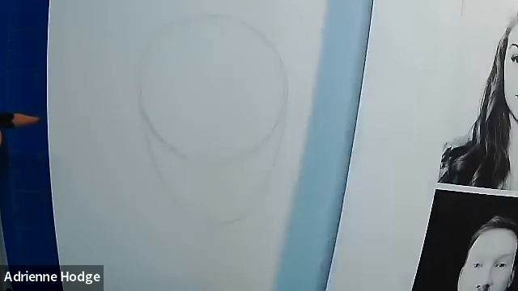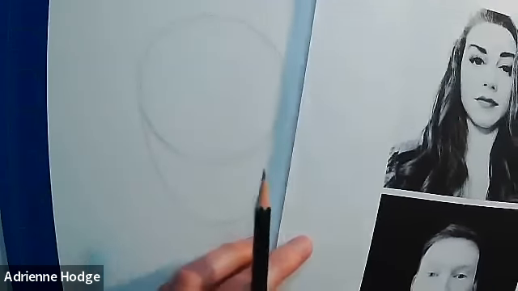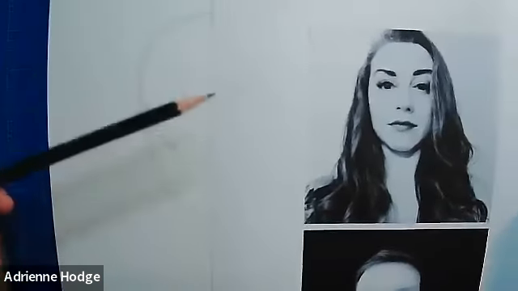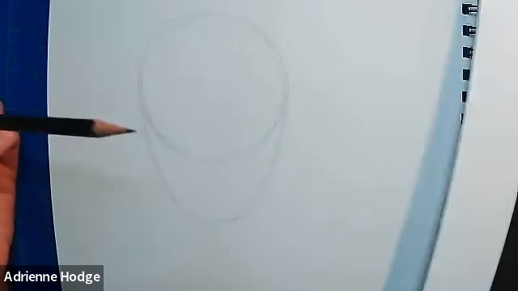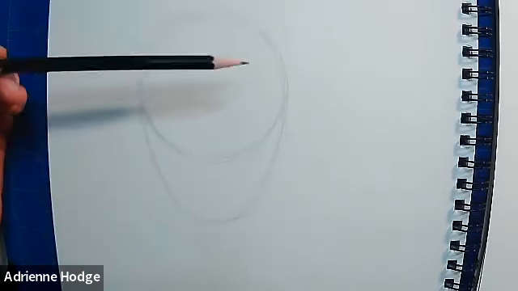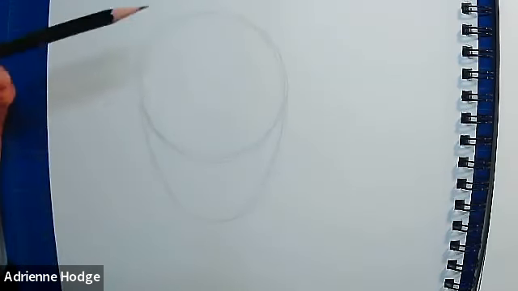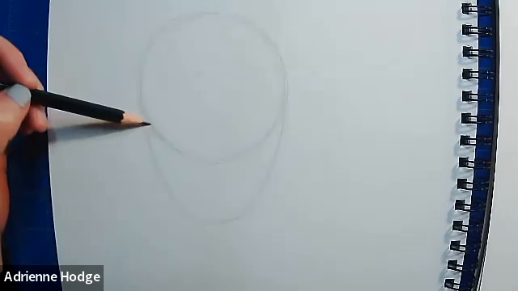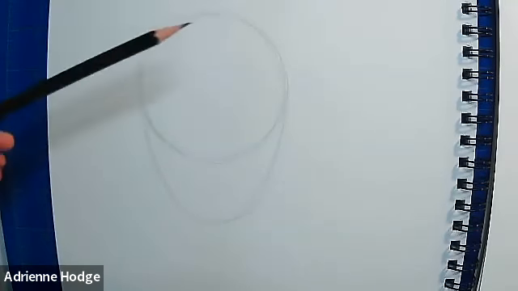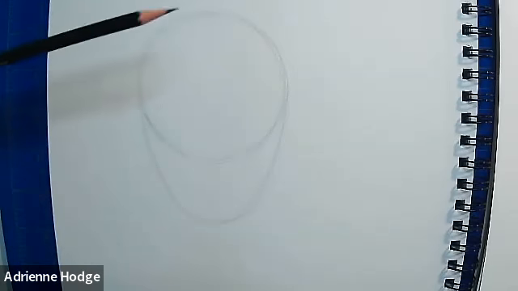If I use an H pencil, you just will not see them. And then what's the point of me teaching if you can't see what I'm doing? Okay, so you use an H pencil and I'm going to use a dark pencil just so that you can see the lines. Okay, so we've got our egg shape.